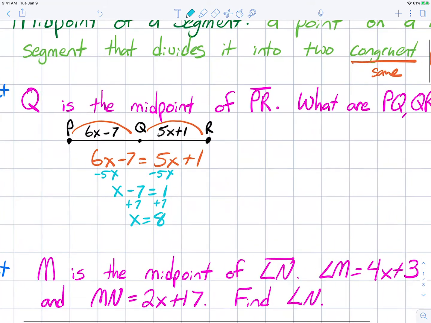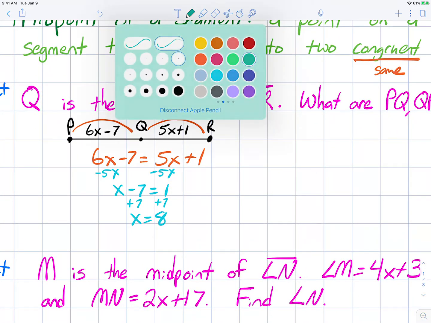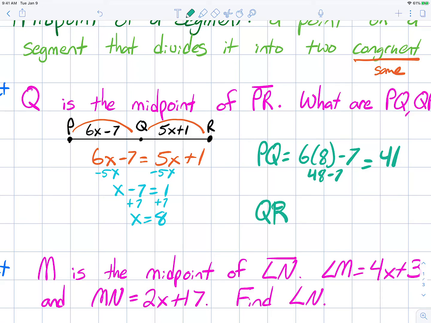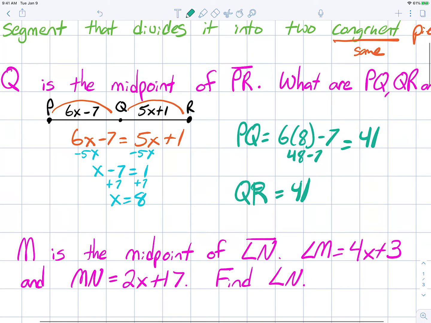Now to answer my question, I need to actually find the length of all of the segments. So I'm going to plug x equals 8 into PQ. So PQ is going to be 6 times 8 minus 7. So 6 times 8 is 48, minus 7 is 41. I don't actually have to do the math for QR, because if Q is the midpoint of PR, then if PQ is 41, then QR is also 41. And then I know PQ, I know QR. If I add those together, I get the whole distance from P to R, and that is 82.